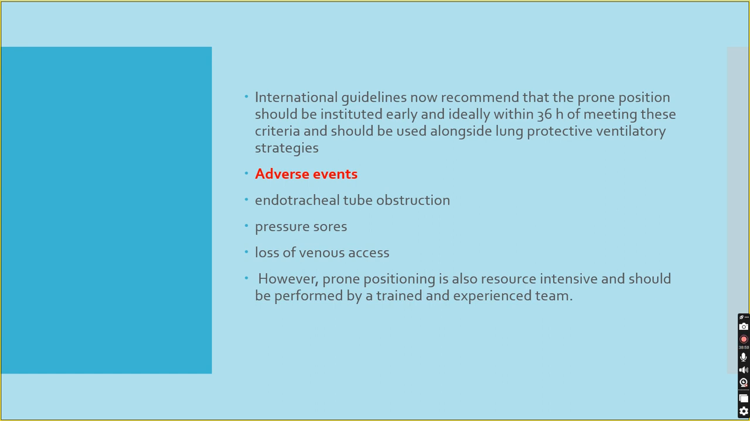So it's teamwork. You have to be very careful in proning a patient with a lot of tubes around, lines, endotracheal tube, Foley's catheter, and the patient is on a high FiO2. So the endotracheal tube can come out. It can cause obstruction. The patient may get pressure sores on the face, mouth or chest. You sometimes may disconnect venous access.